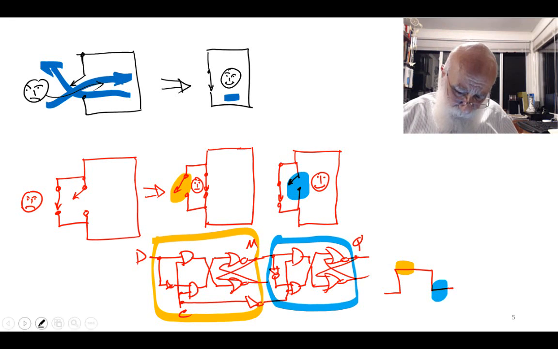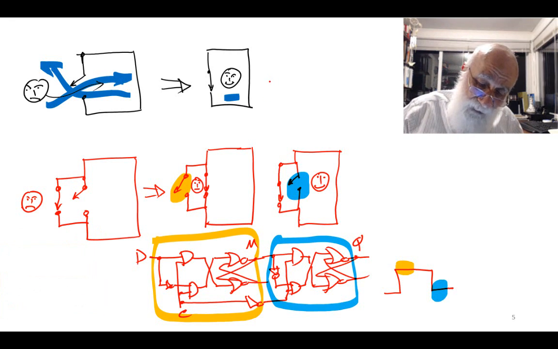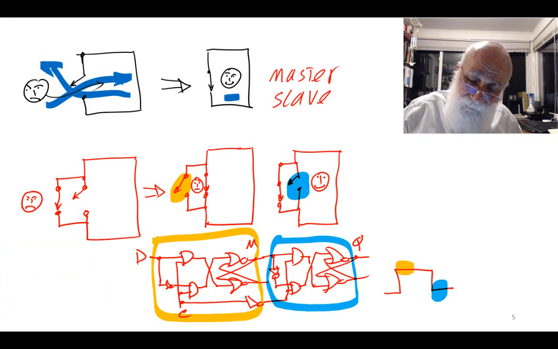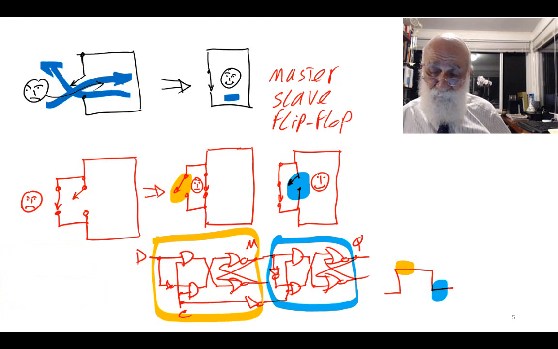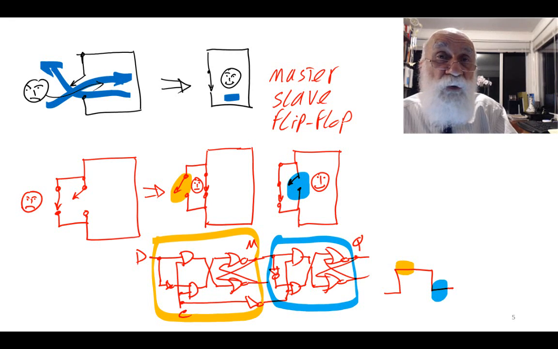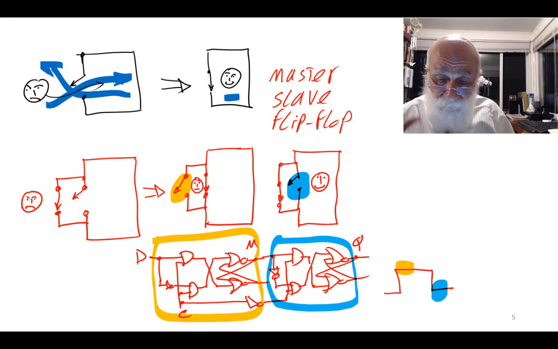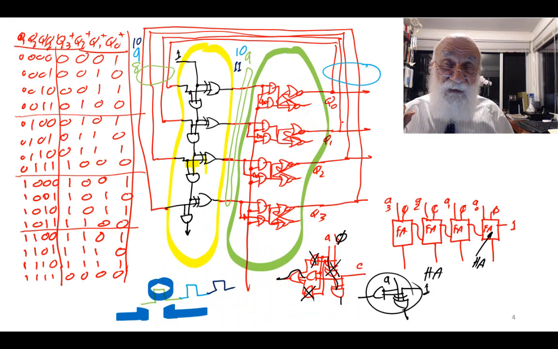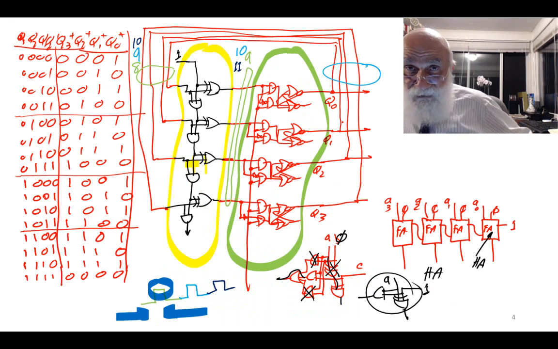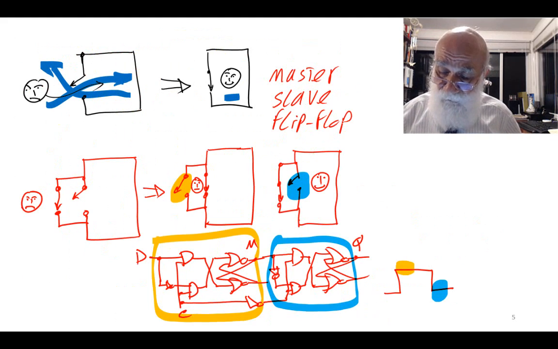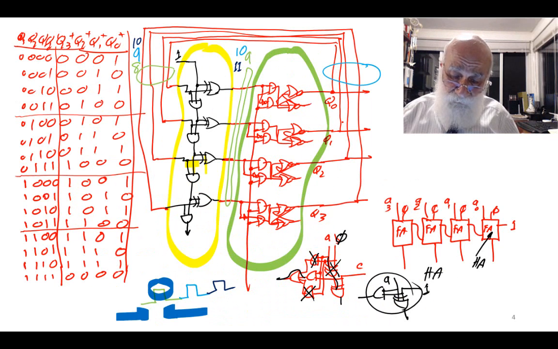This structure is called master-slave. I don't call it a latch anymore, I call it a flip-flop. And if I now use this flip-flop for my design here, my counter really counts. Okay, I'm gonna do that, but I'm not going to show all the details of it.